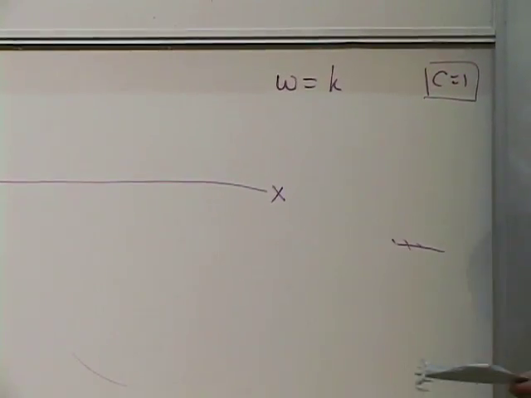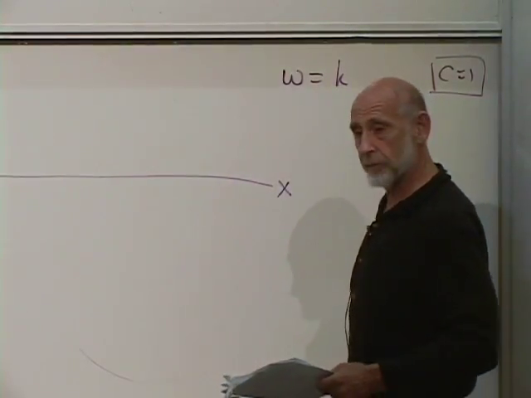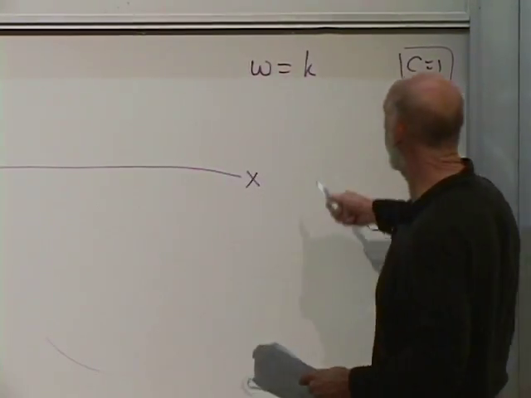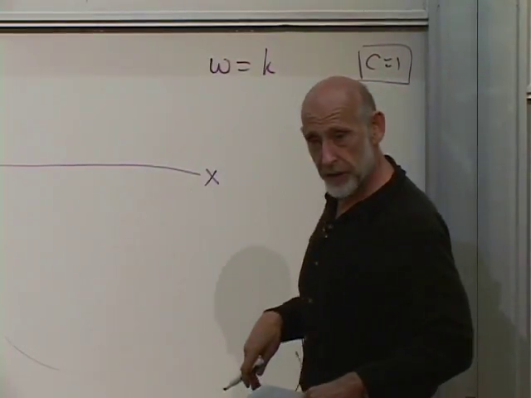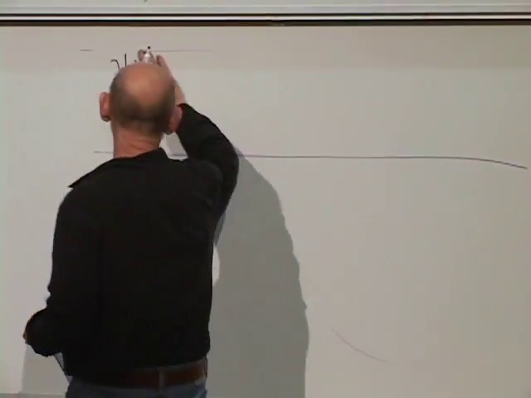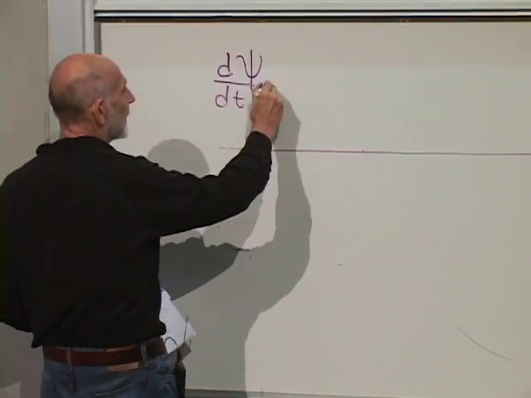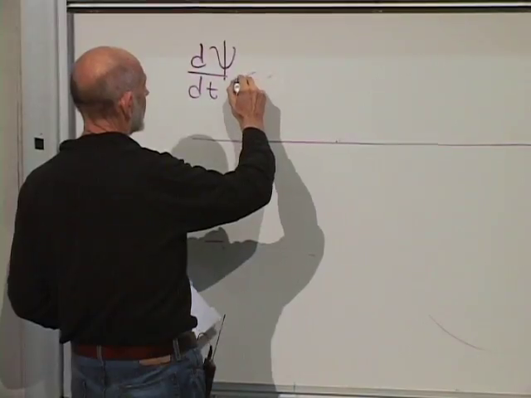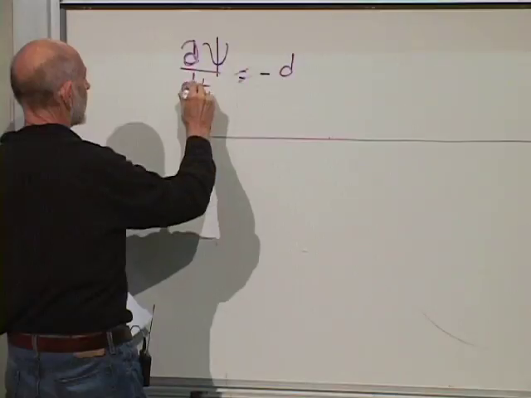Omega equals k. There's another possibility. What's the other possibility? Omega equals minus k. Okay, but let's take omega equals k. What kind of wave equation does that correspond to? Well, that corresponds to the wave equation d psi by dt is equal, I think it's minus d psi by dx. This is partial derivative.